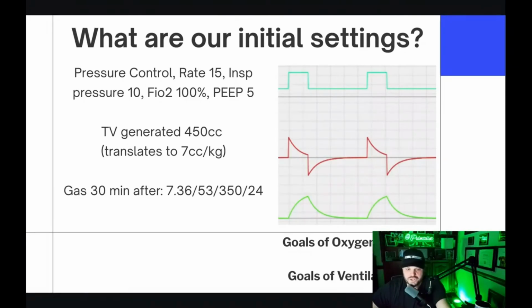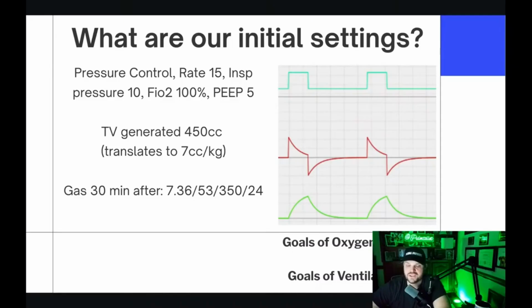So in pressure control, if the patient's paralyzed, the way that you influence the volume is by going up on the inspiratory pressure. If all things are the same, an inspiratory pressure of 10 versus 15 versus 20, the higher you go, the bigger the volume you're going to get, because the bigger your delta. So same thing, the gas is the same. It's 7.36, 53, 350, 24. Again, I would leave it where it's at, because the patient's going to get unparalyzed at some point.